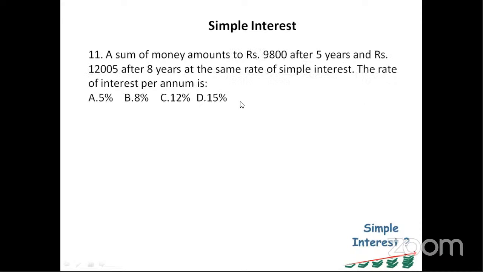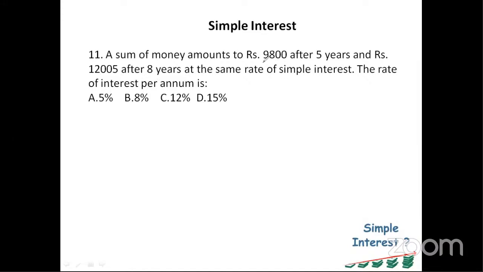Okay. Try to understand now. A sum of money amounts to rupees 9,800 after 5 years and rupees 12,005 after 8 years at the same simple rate of interest. Okay. So now let us try to understand first.